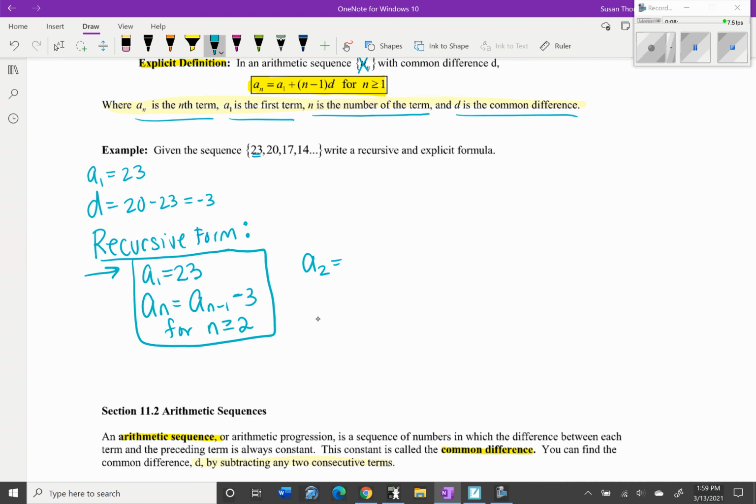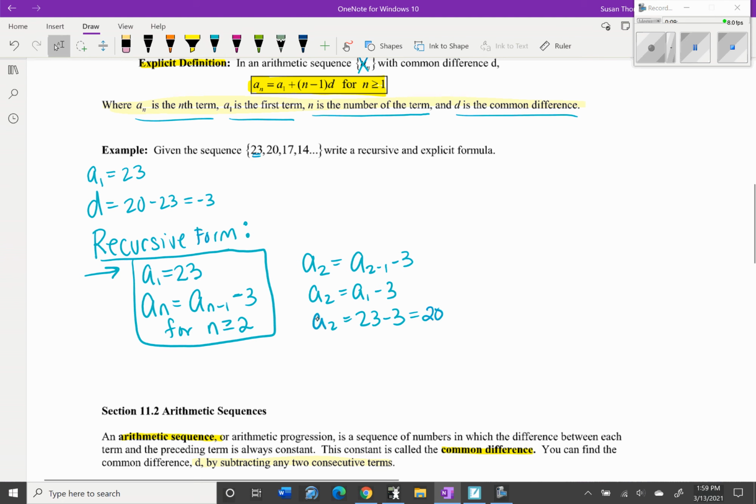So if I use 2, watch what happens. I get a sub 2 is equal to a sub 2 minus 1 minus 3. So that means the second term is equal to a sub 2 minus 1, which is a sub 1, minus 3. So the second term is equal to the first term minus 3. And we know the first term is 23 minus 3, which gives us 20. And so that's just a good way to check. So that's why n is greater than or equal to 2.